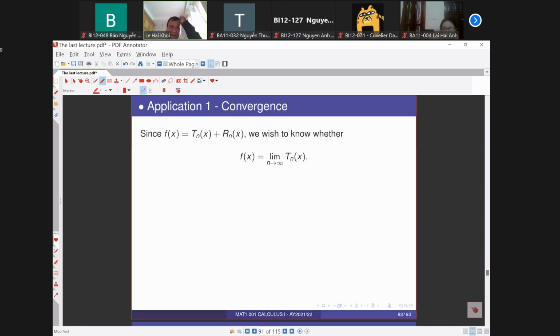Now we look at that. First, convergence. Convergence here, because we have this, then we want to know whether limit of Tn equal to f(x) or not. Or we want to know whether limit Rn(x) is 0 as n tends to infinity or not.